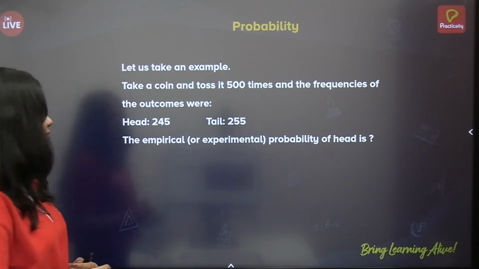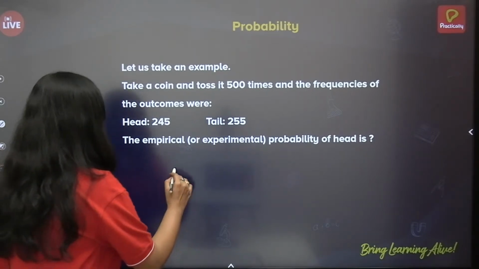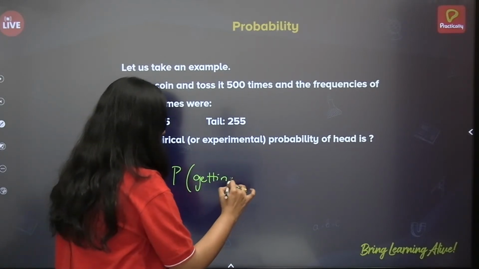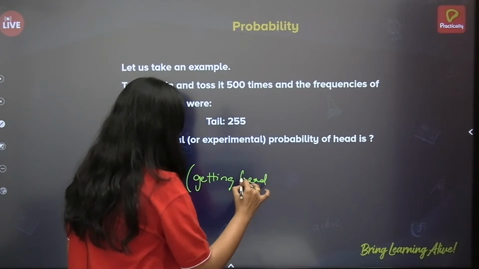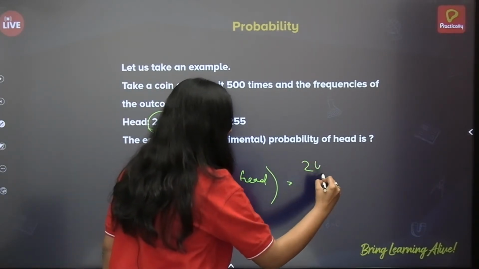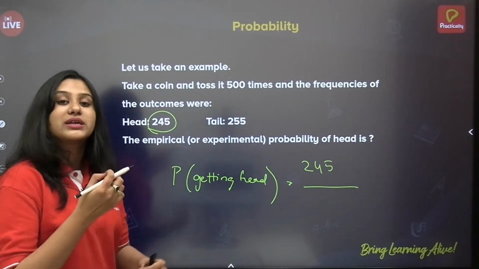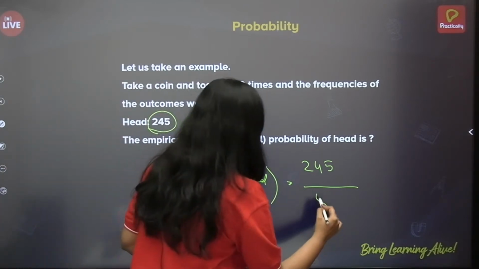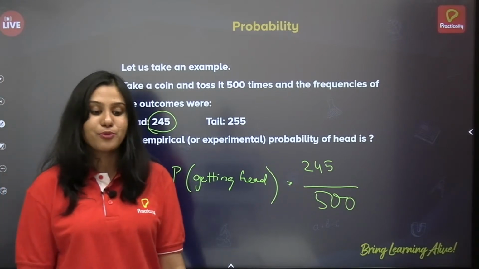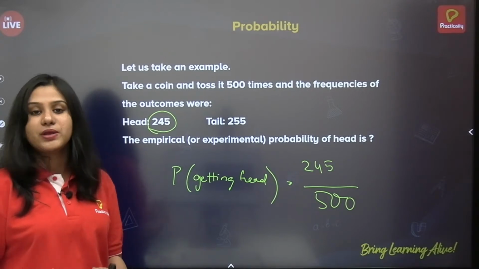Very good. Very good, Lakshmana Prabhu. Keep it up. So it is 245 by 500. So probability of getting head in the experimental one is nothing but the number of times it got head, that is 245, by the number of times the coin was tossed. How many times the coin was tossed? 500 times. So 245 by 500 would be my probability of head. Correct? This is what experimental or empirical probability is.